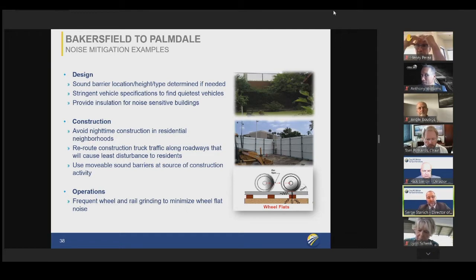And then there's also a discussion regarding operations. Part of the problem with noise during operations is essentially a maintenance issue. So we want to make sure that we're maintaining and providing wheel grinding as necessary to minimize potential noise.